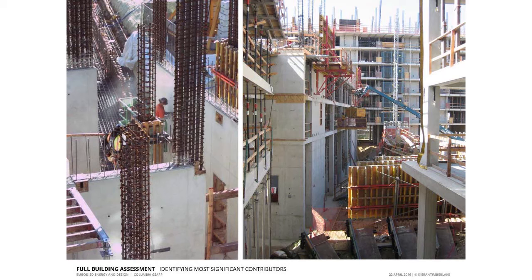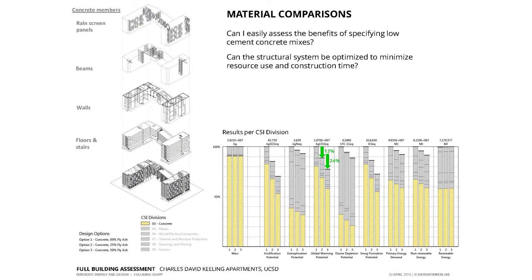So a very, very simple question that can be asked is really, how can I easily assess the benefits of specifying low cement concrete mixes? Something we do all the time. We know as a rule of thumb it's useful. It's incredibly helpful to have some real numbers on that, so that when you're making those decisions, you have the environmental impact figures right next to your costing, to your site utilization, to your constructability figures, et cetera.